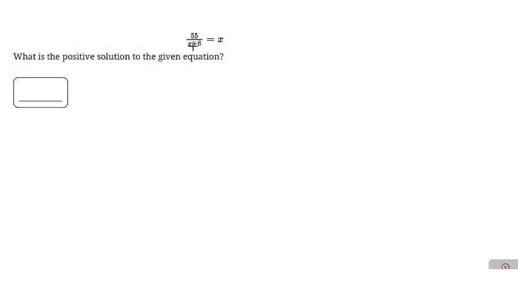We have 55 over x plus 6 is equal to x. And in reality, this x is the same thing as saying x over 1. So what we are doing is we are looking for the positive solution to this particular problem. That implies that there is likely to be a negative solution and a positive solution. So what we do is cross multiply.